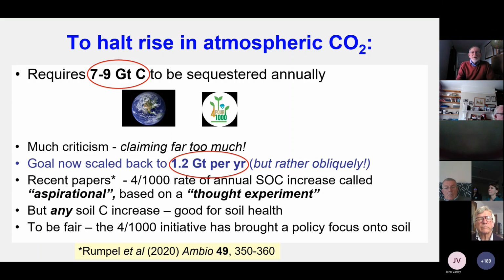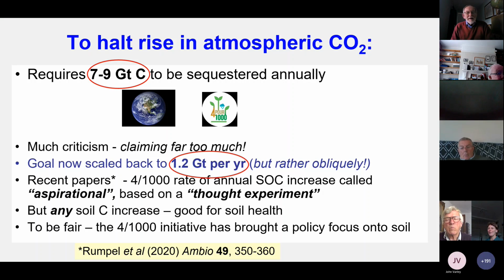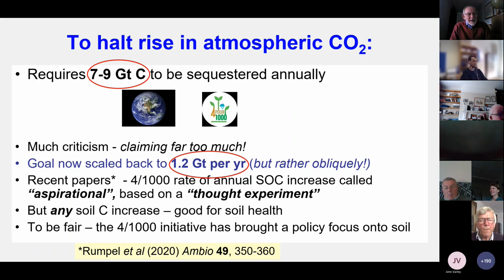If we really were going to halt the increase in CO2 in the atmosphere, we'd have to be locking up between 7 and 9 gigatons of carbon every year. Now that's really not on, and even the people who are still very much promoting this initiative, which has become very powerful and influential, have scaled back what they're saying can be done to between perhaps 1 and 2 gigatons of carbon per year. Although I think they've been a bit sneaky in the way that they have scaled it back. However, let's be fair, any increase in soil carbon is going to be good for soil health.